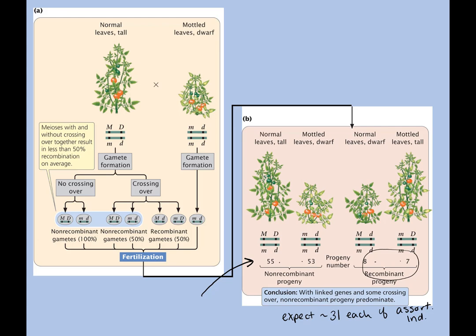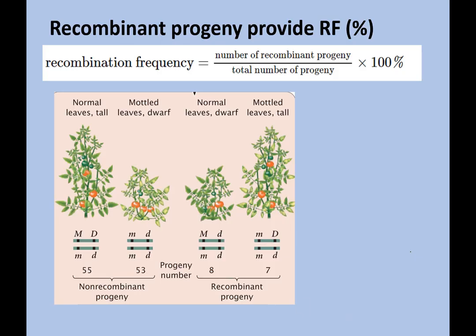So what does this tell us? The recombinant progeny can tell us something called a recombination frequency, which tells us how close the genes are. A key word here is relatively. We are not measuring actual distances from recombination frequency, but we're getting relative distances.